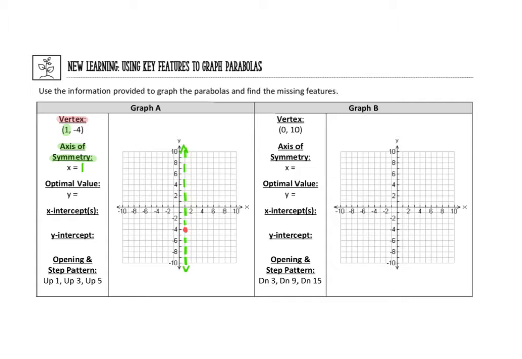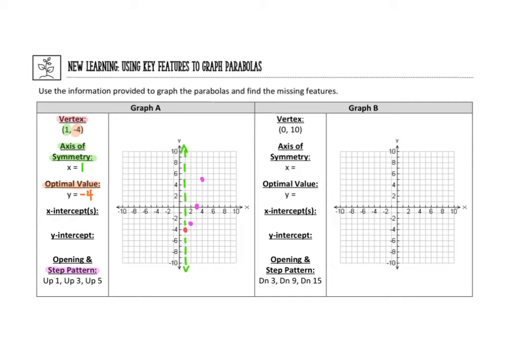We know that our minimum value is going to be y equals -4 because that's the y-coordinate of the vertex. We can't figure out our x-intercepts or our y-intercepts just yet. We'll need to use our step pattern to find some other points besides the vertex on this parabola. The step pattern says that we're going to go up 1, up 3, up 5. So we'll begin at the vertex and we'll go over 1, up 1, over 1, up 3, and over 1, up 5.